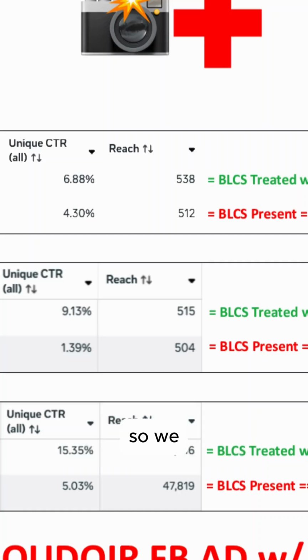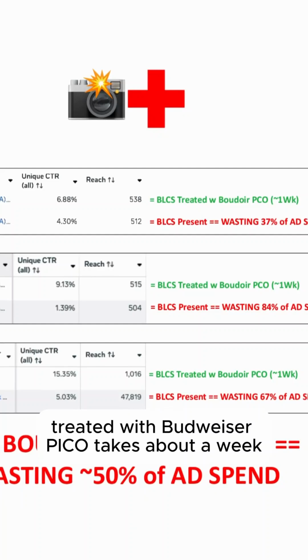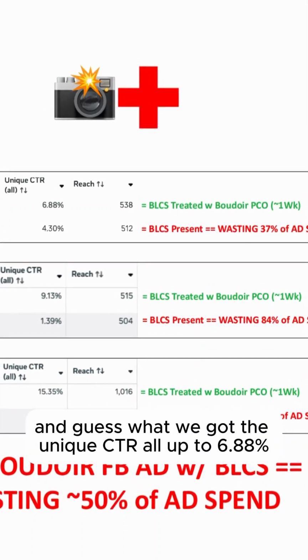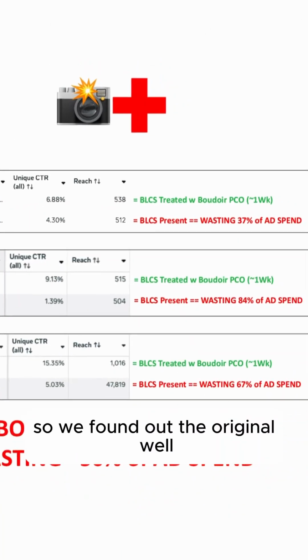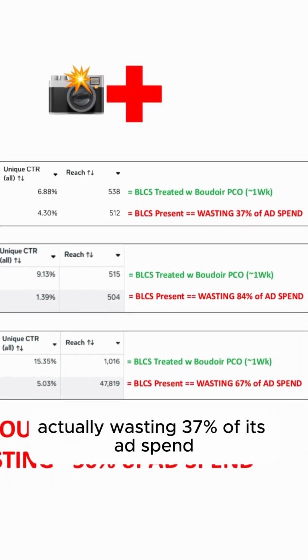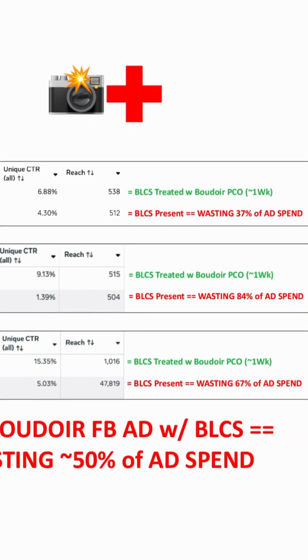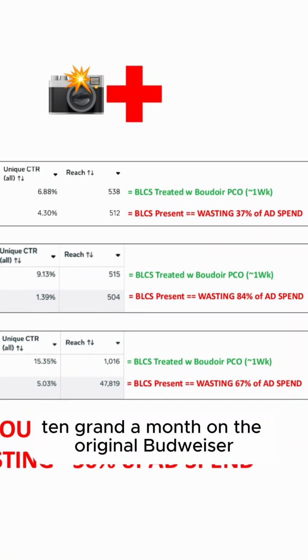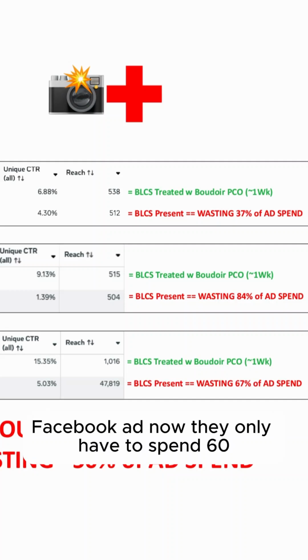So we got the treatment, treated with Boudoir Pico. Takes about a week. And guess what? We got the unique CTR all up to 6.88%. So we discovered the original Boudoir Facebook ad was actually wasting 37% of its ad spend of what it could have been achieving. So that means that they were spending 10 grand a month on the original Boudoir Facebook ad.